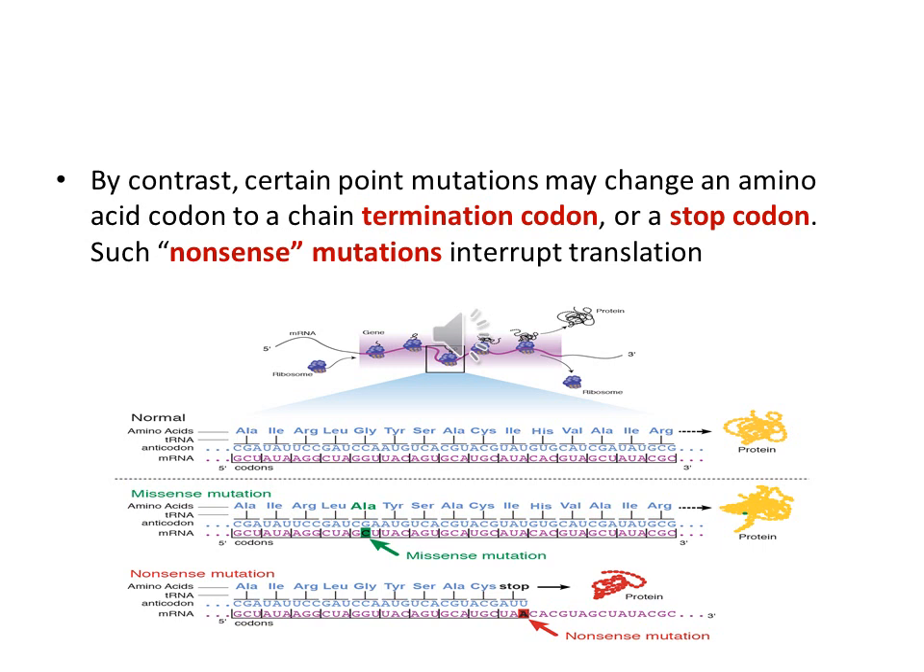In this picture on the bottom, you can see a nonsense mutation, where the altered codon corresponds to a stop codon, UAA, so the protein synthesis will stop.